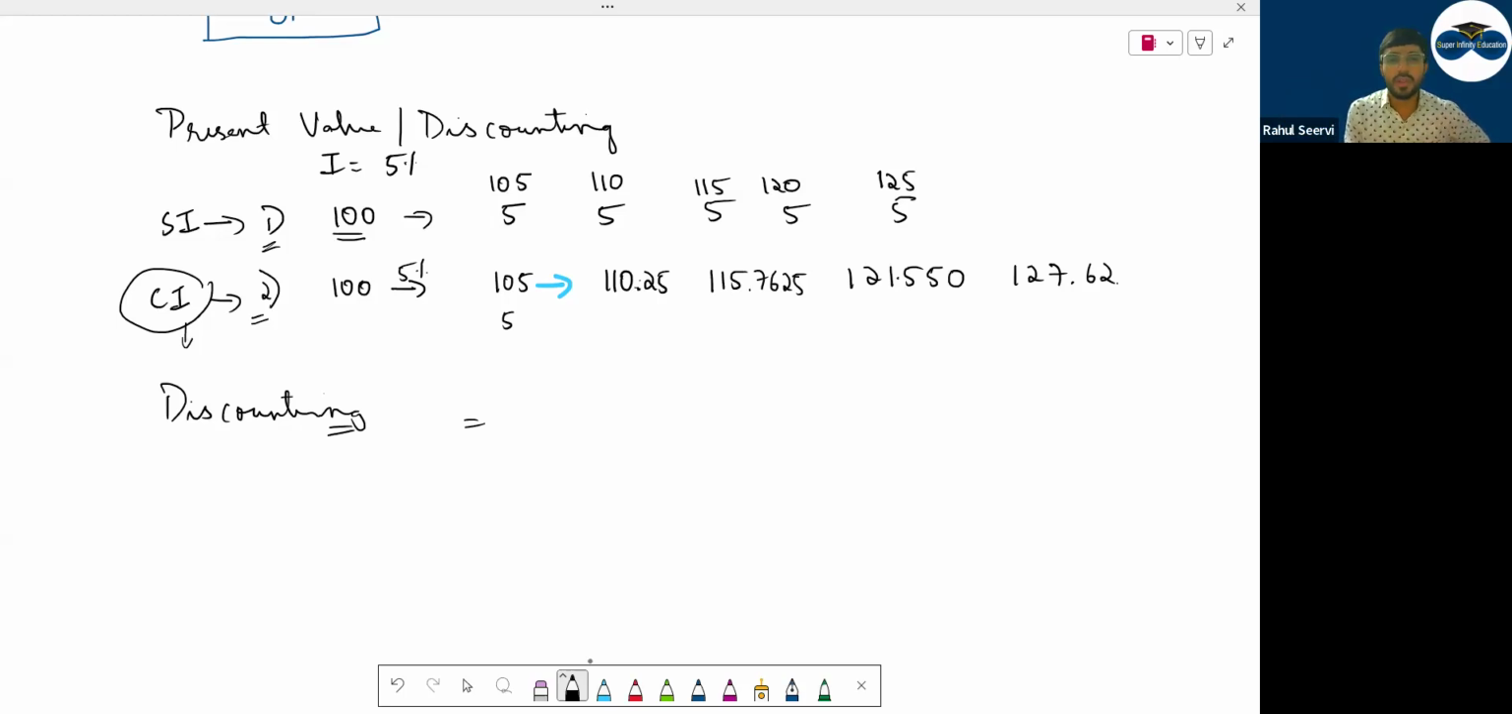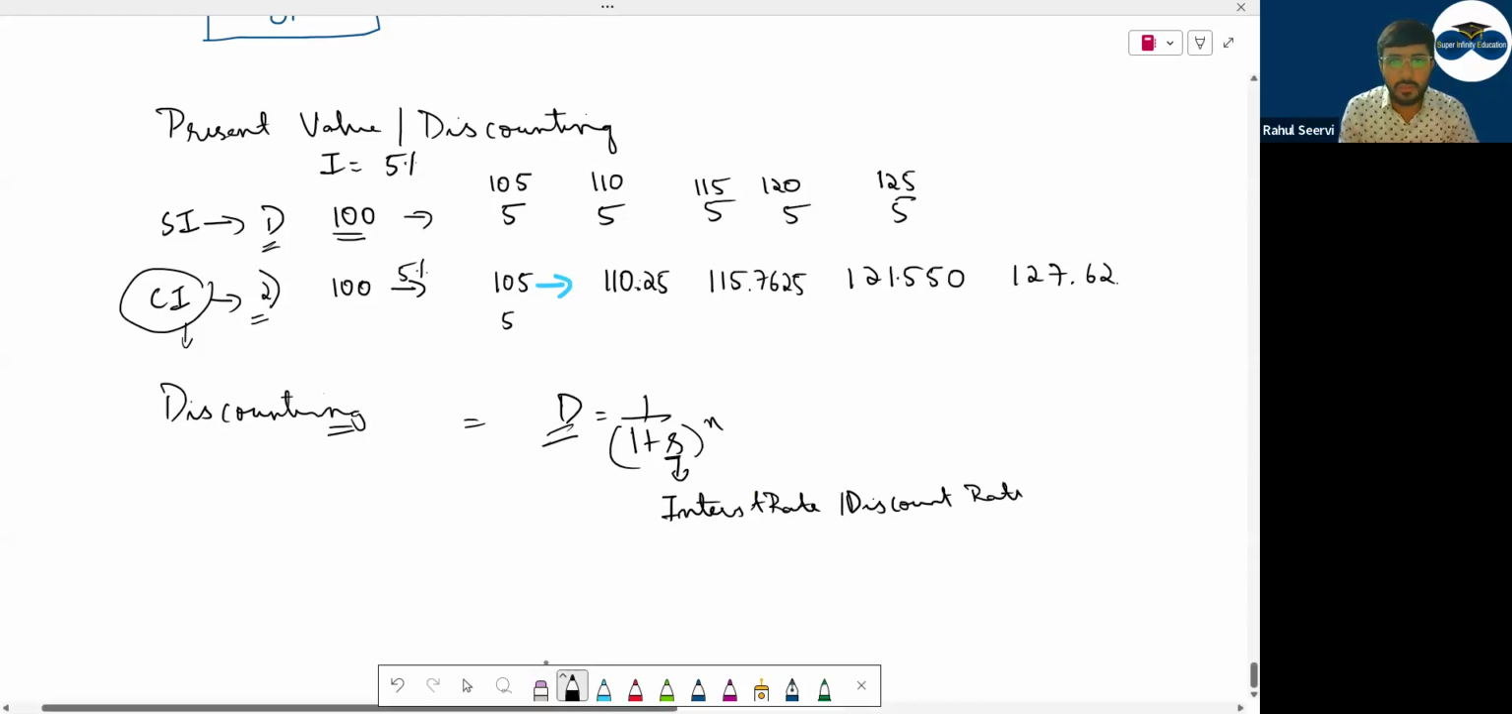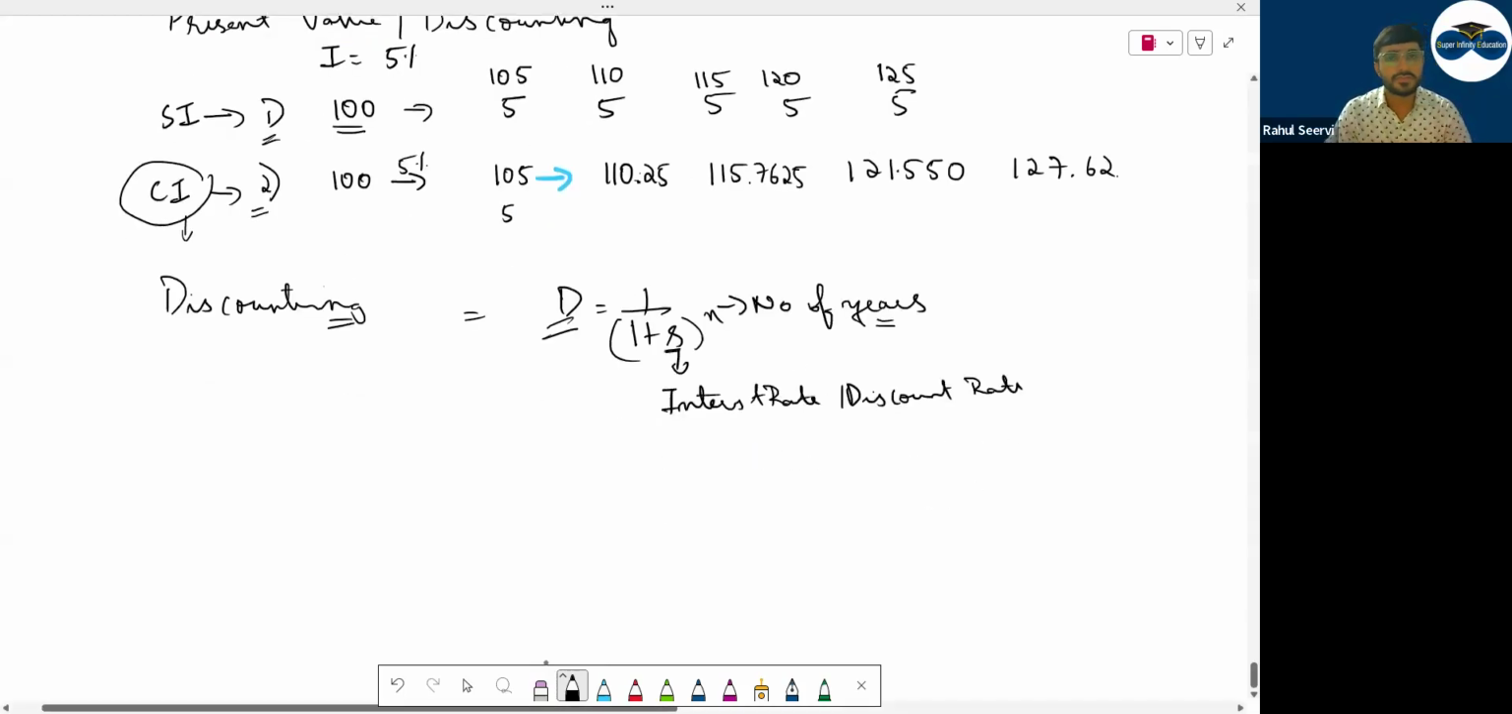Discounting means write down first the formula: 1 divided by 1 plus r to the power of n. Here R means what? Interest rate. R means interest rate or discount rate. It will be called the discount rate. R means discount rate. N means number of years.